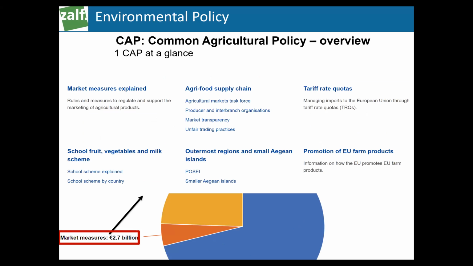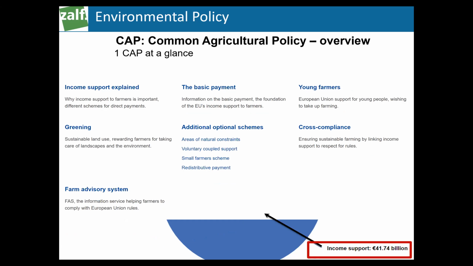If you look now at the market measures, we have the school fruits and agri-food supply chains, but this is a very low share. The market regulations on markets, then the regions and small islands with specific programs, tariff rates and quotas, and the promotion of EU farm products. That is really the promotional aspects. But if you look at the income support, there you see the greening and the cross-compliance. This is exactly the income support.